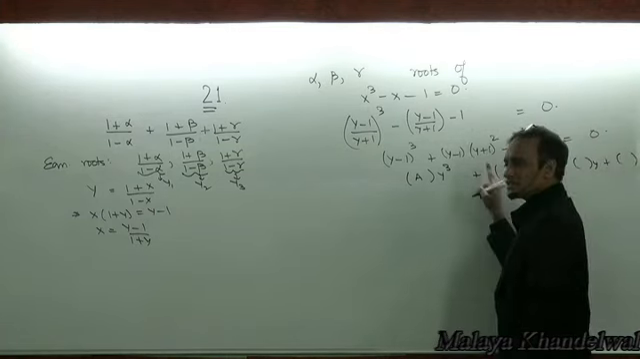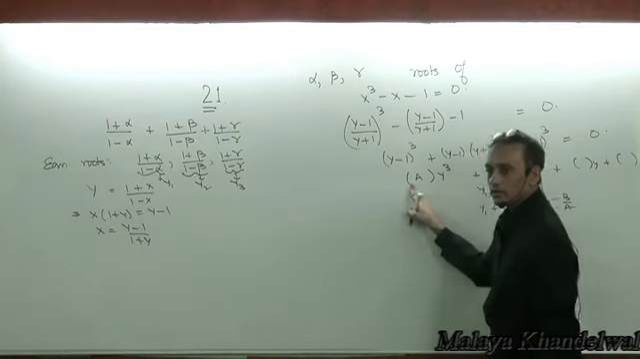When you simplify this, it will have roots y1, y2, y3, and the sum of the roots, y1 plus y2 plus y3, will turn out to be minus b by a. So just simplify this, write it in this form, and the required sum of the roots, y1 plus y2 plus y3, would be minus b by a. Yes or no?